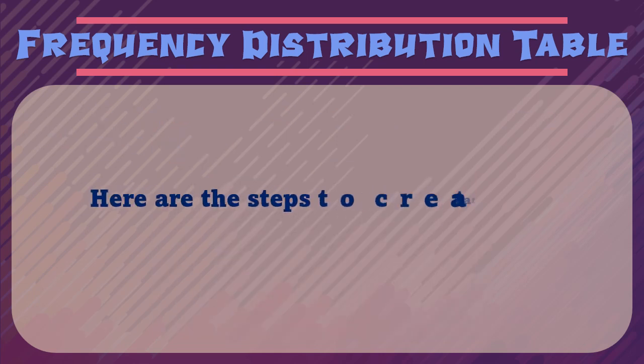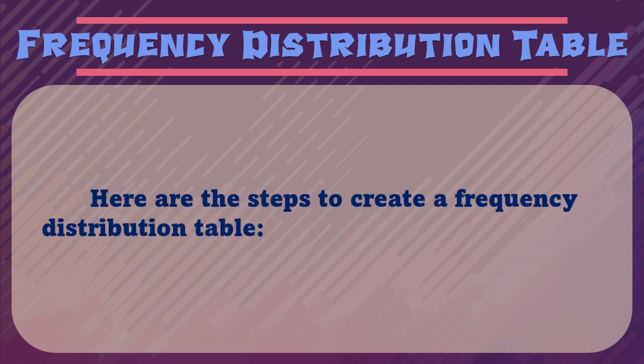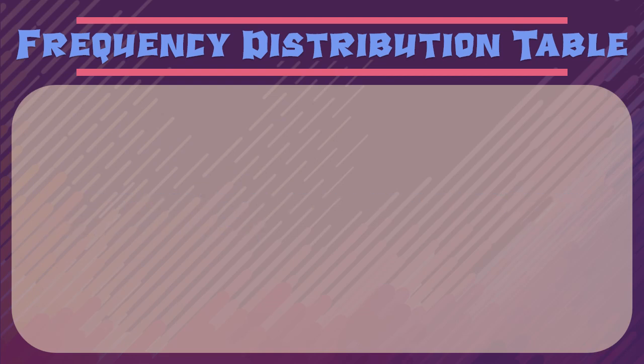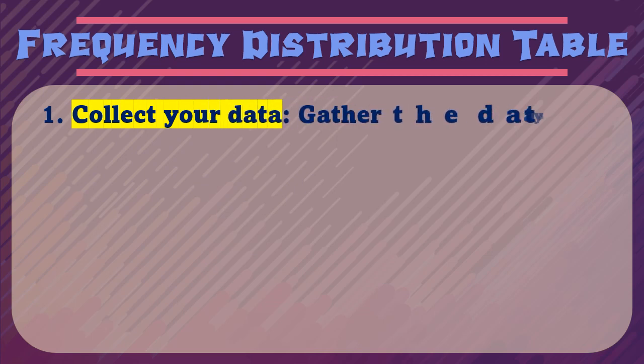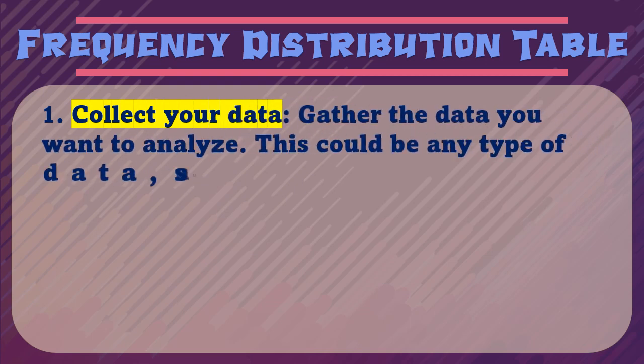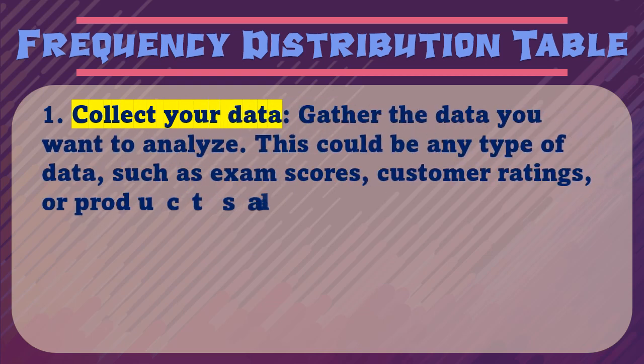Here are the steps to create a frequency distribution table. 1. Collect your data. Gather the data you want to analyze. This could be any type of data, such as exam scores, customer ratings, or product sales.